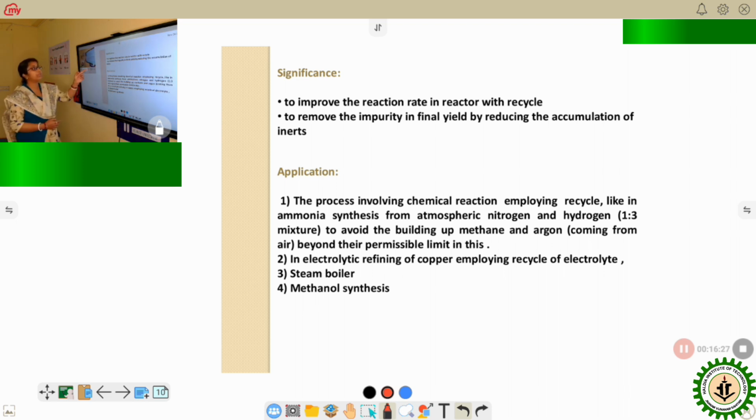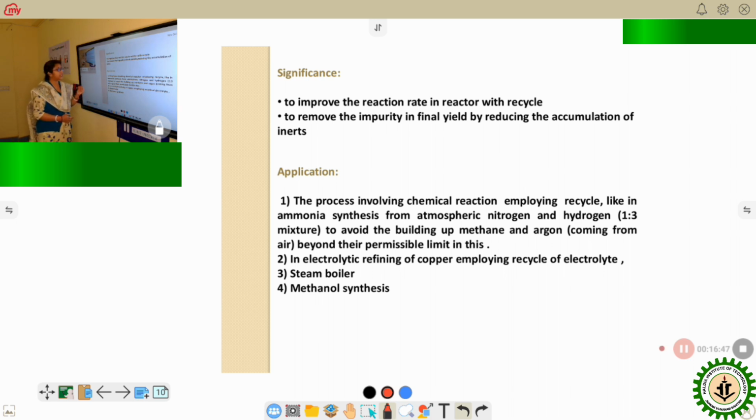Firstly, it is removing the impurity inside the reactor. It protects against the development of impurity or accumulation of inert material, and by doing this it can improve the reaction rate in the reactor.